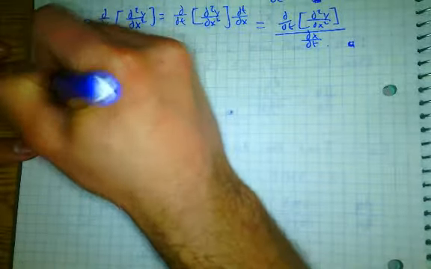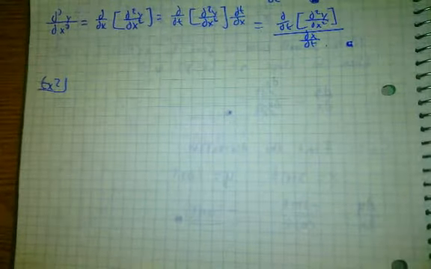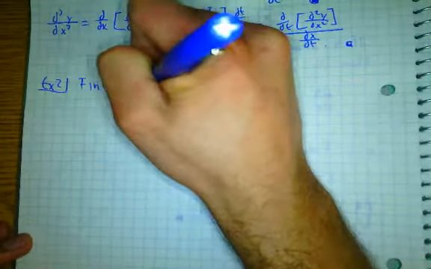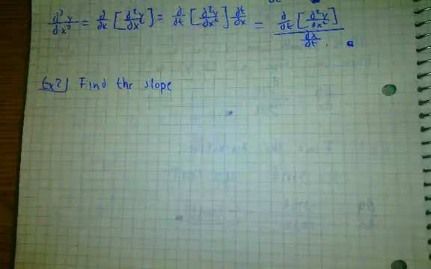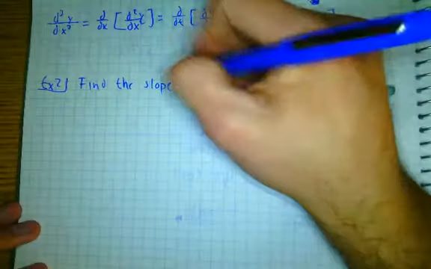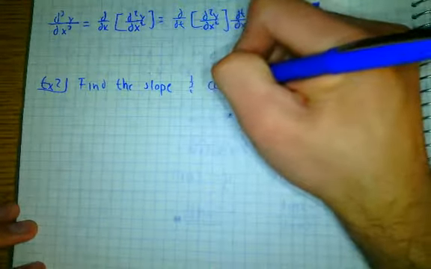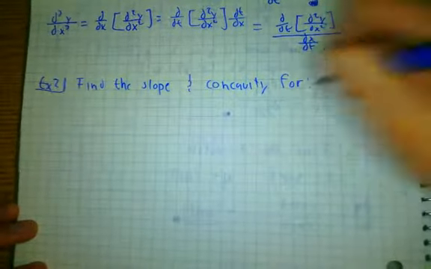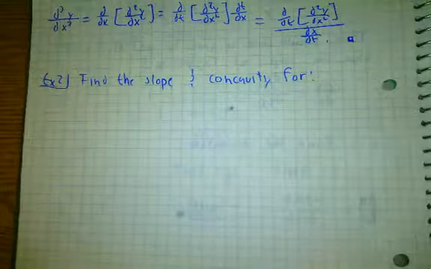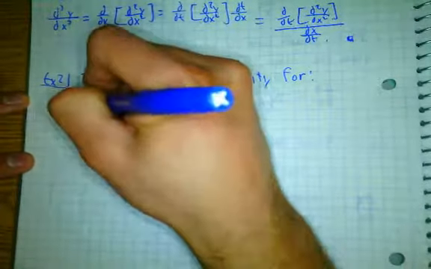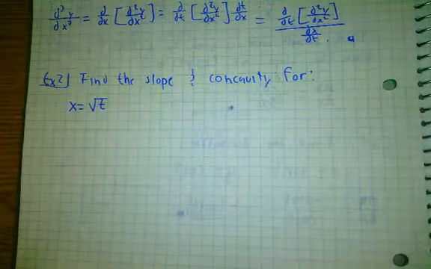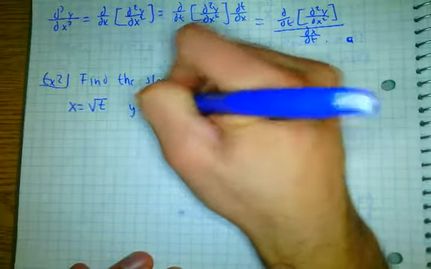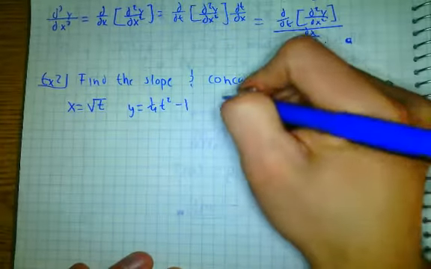And let's say that I'm asking you to find a slope. So find the slope, and if we think about it, we're finding a slope, that's the first derivative. But also I want you to find the concavity for the following function. Okay, so I'm going to give you a set of parametric equations. X equals the square root of t, and y equals 1/4 t squared minus 1, where t has to be greater than or equal to 0.